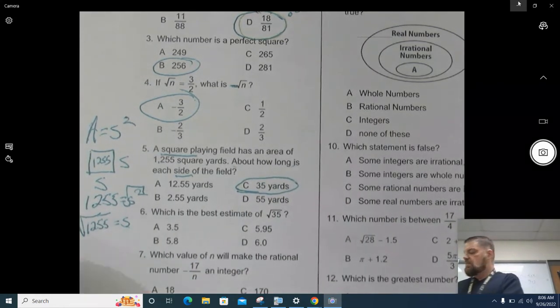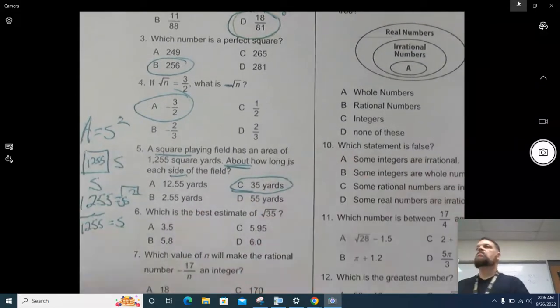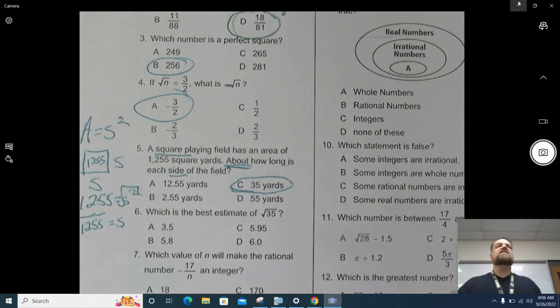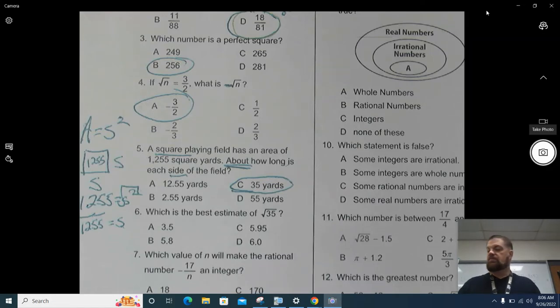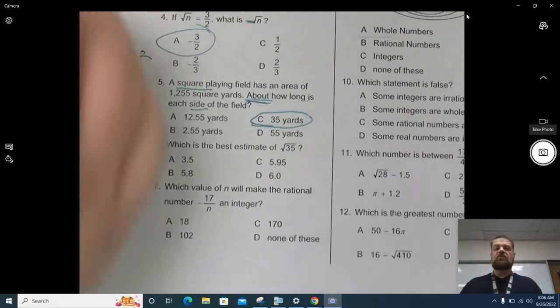Now notice we can say that because it said about. It didn't say what is it exactly. What does it equal? What is the equivalent? It said about. So that means we can round. Did I say 32? Yeah, there's something wrong with me. It's early in the morning. I'm not perfect all the time.